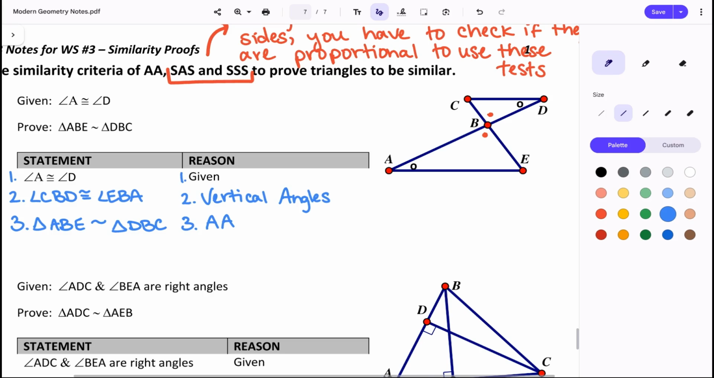So really similar to what we did with congruence, but we're not talking about congruent anymore. We're just talking about the fact that these triangles are similar to each other. A dilation has occurred here in order to make these triangles look alike. All right, questions on that first one? Okay, let's take a look at the next one then.